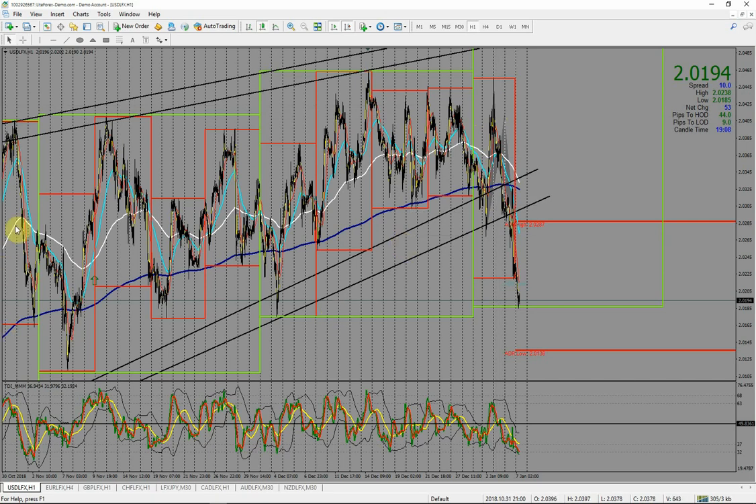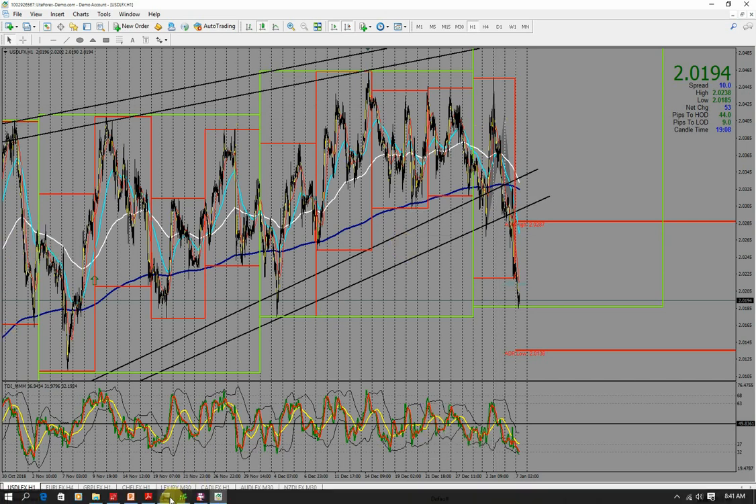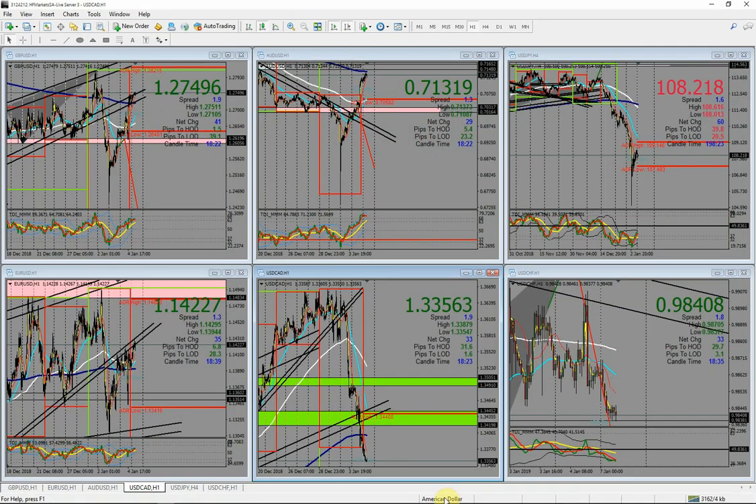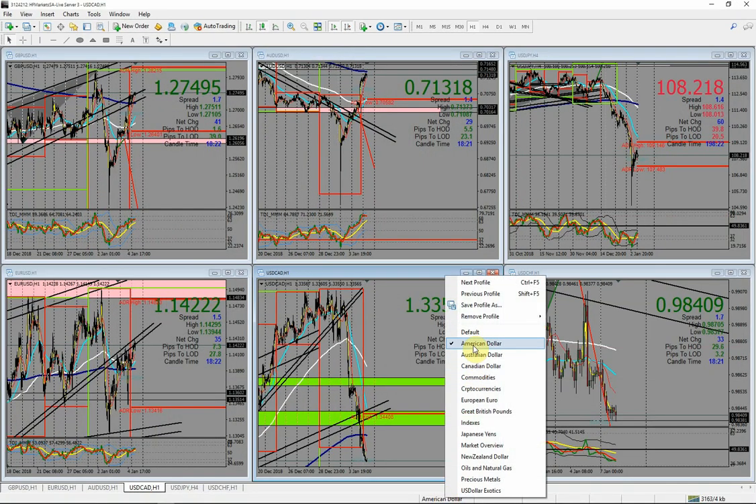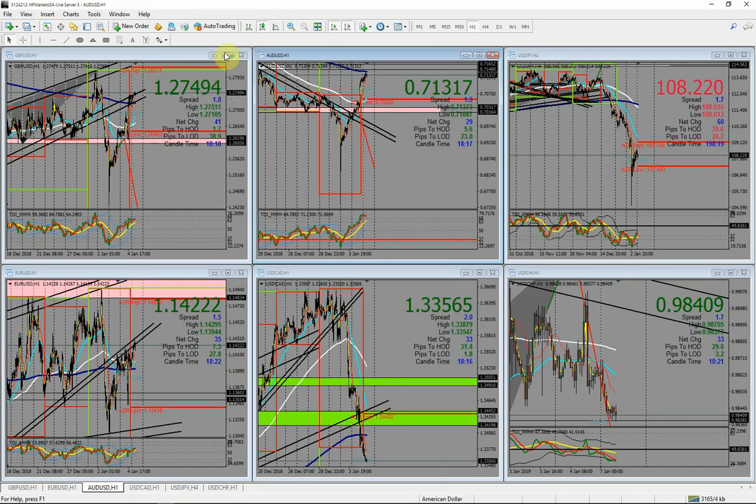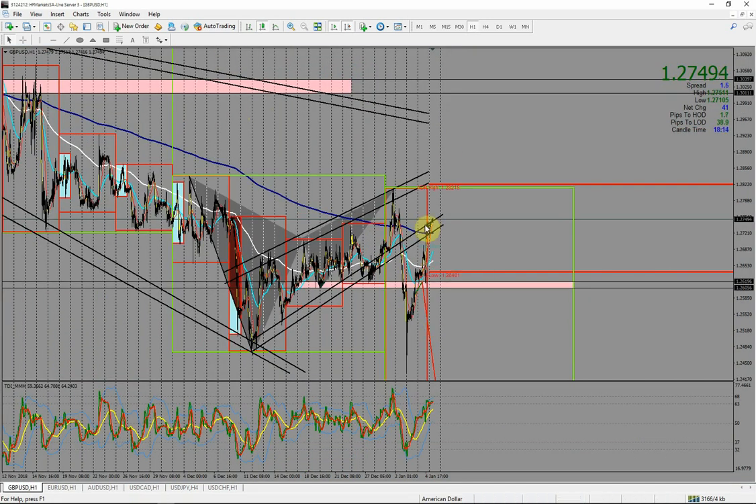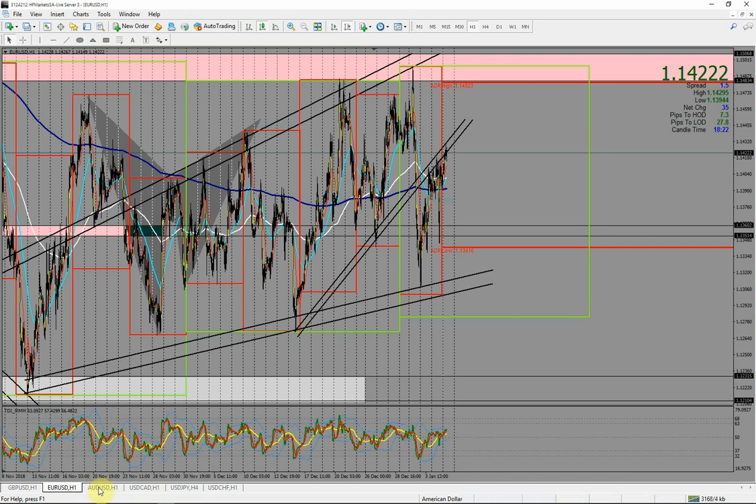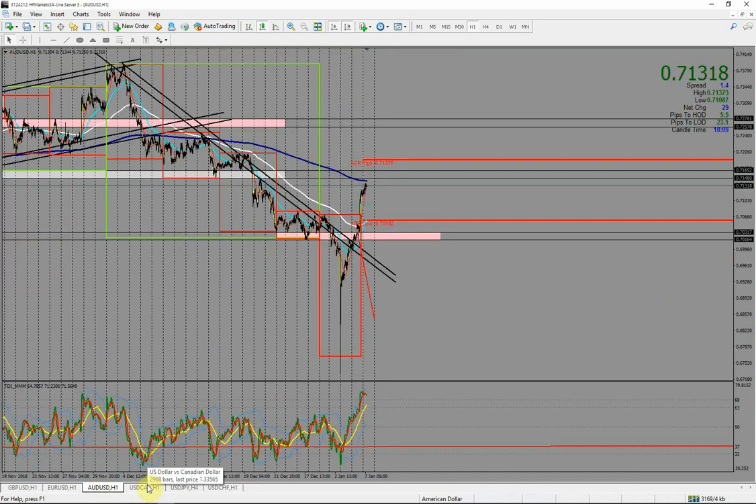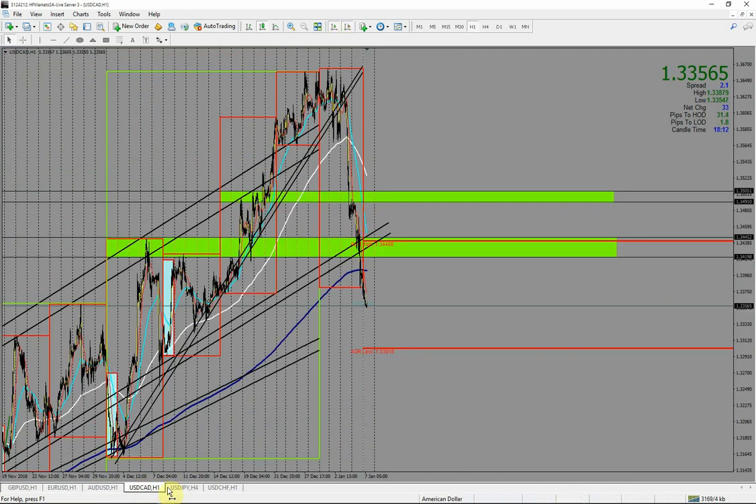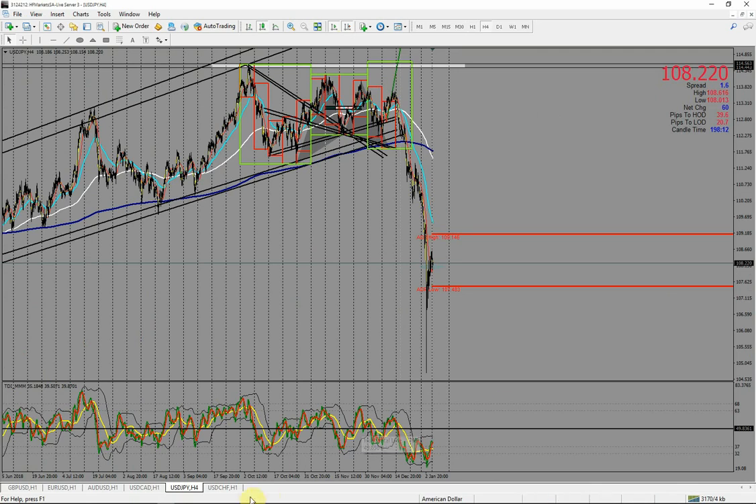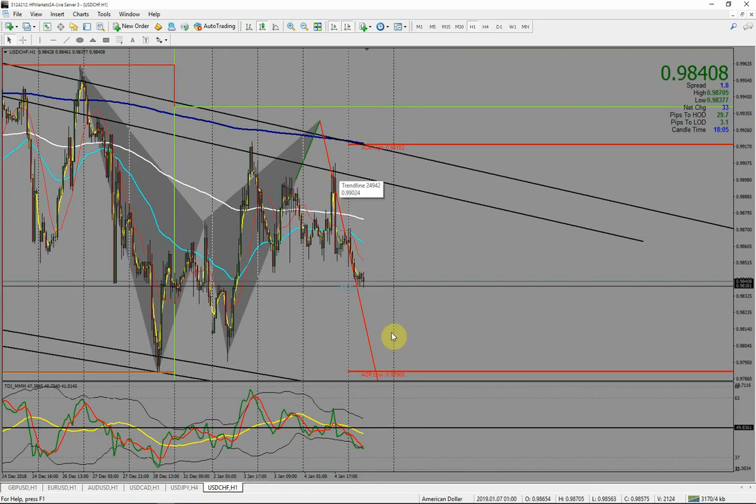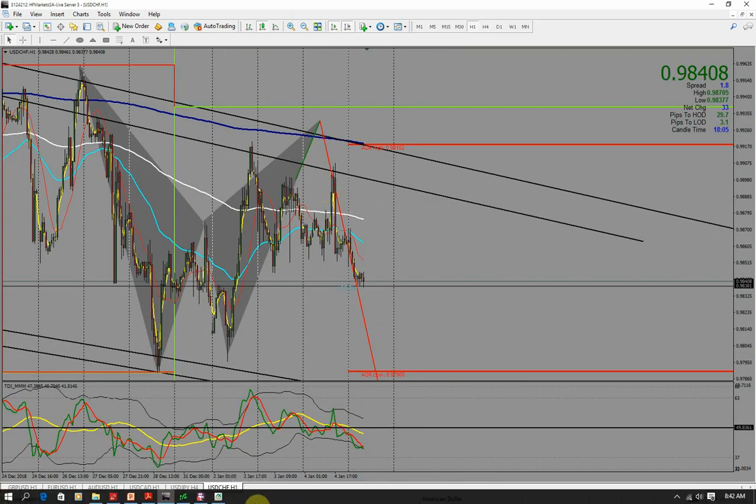After having analyzed the USD index, then you go to your trading charts. You open the dollar, there we go. Now we're in the dollar profile. Then we can conclude the dollar is bearish. As you can see, it's been bearish from last week. The dollar is bearish here, it's bearish there, it's bearish here, and it's also bearish here. So let's go to another pair.